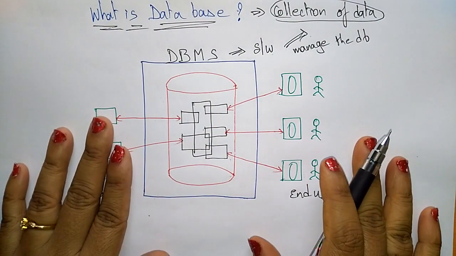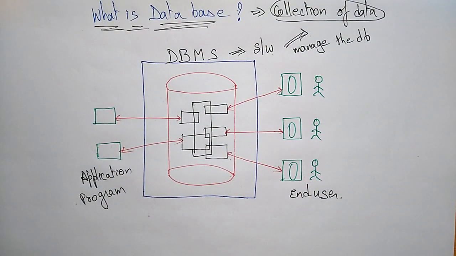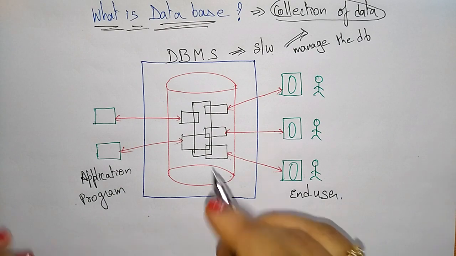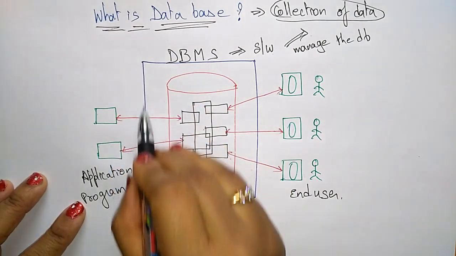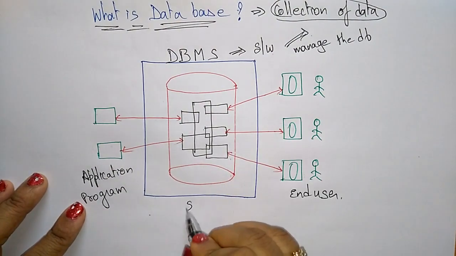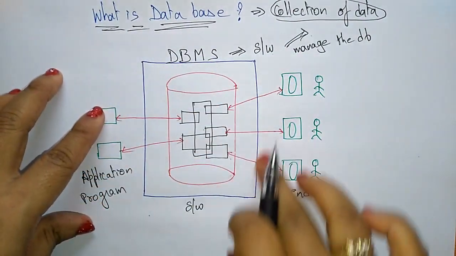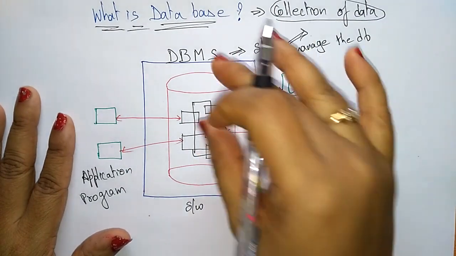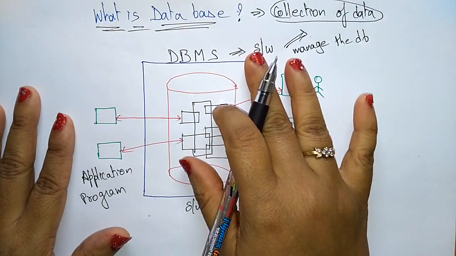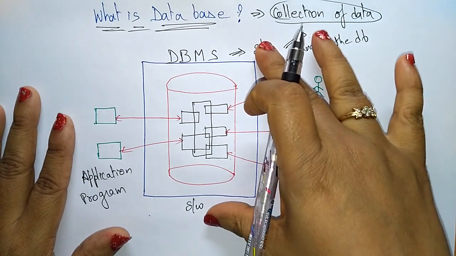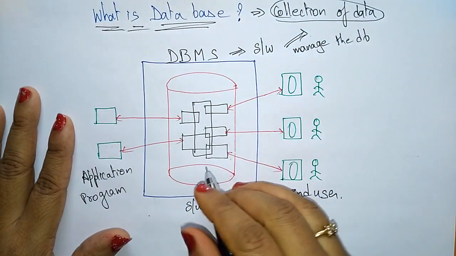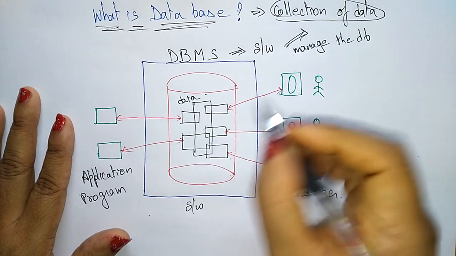Now let us see here. Where will the database be stored? Everyone will be confused. Database management system is a software, and we are seeing some end users and some application programs, and actually where will this database be stored? Let us think this is a database management system, means it is a software. So this complete block you call as a software. Inside the database management system, with the help of this software, we are storing data. So this is all data.